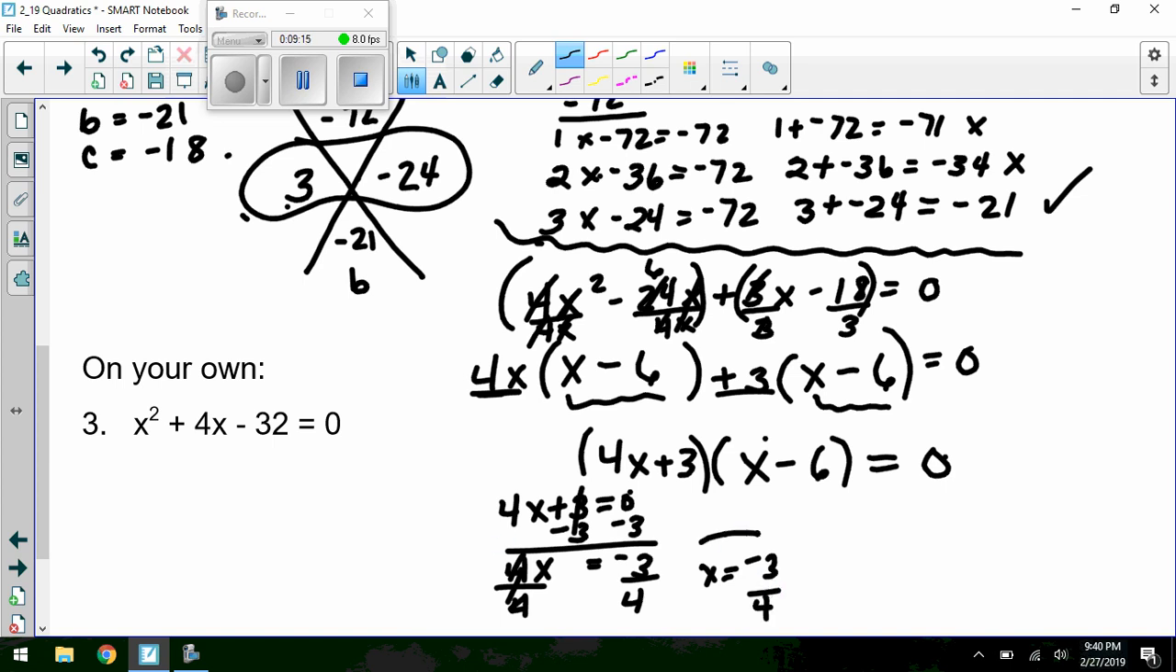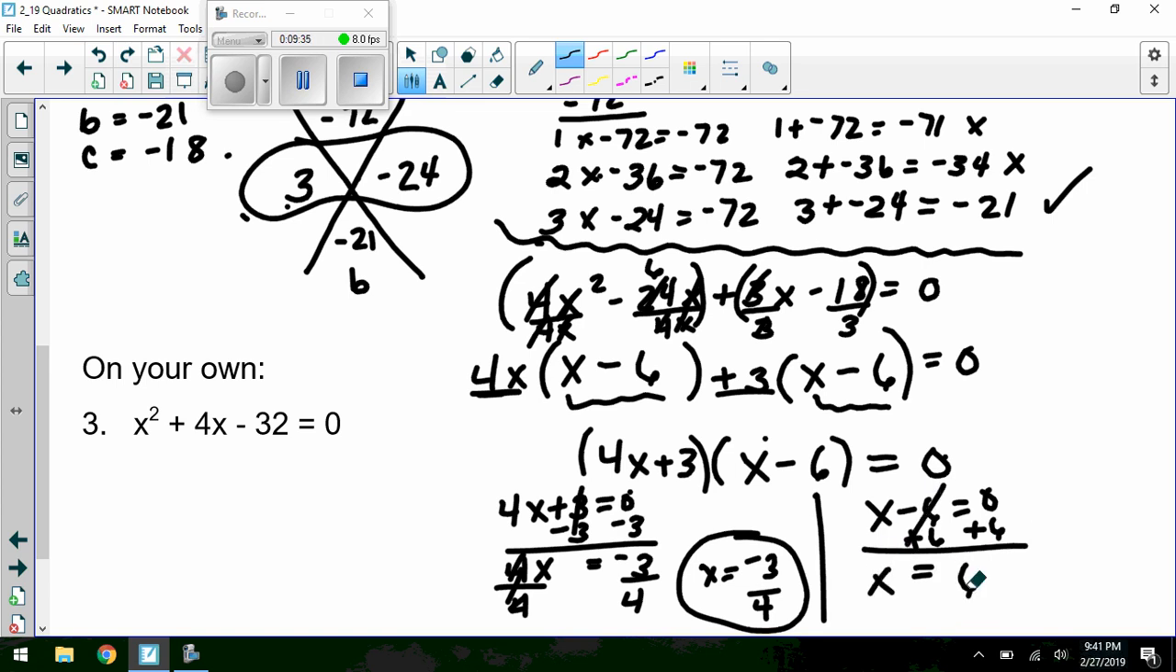That's one of my answers. And then on the other side, x minus 6 would have to equal 0. Well, that's a one-step problem. I just have to add the 6 to both sides. And that's going to leave me with x is equal to 6. So I have two answers here: x is equal to negative 3/4 and x is equal to 6.